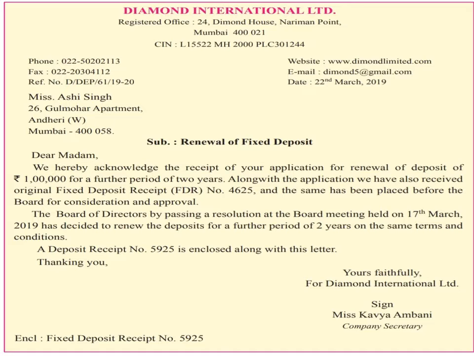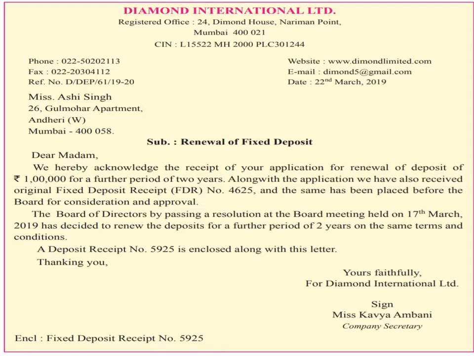Students, the additional period can be similar or it can be different from the original time period. Thus, in this letter, the company secretary gives detailed information about renewal of deposit, and a renewal deposit receipt is enclosed with this letter. So, let's proceed in detail with what the secretary is writing on behalf of the company to the depositor regarding renewal of fixed deposit.